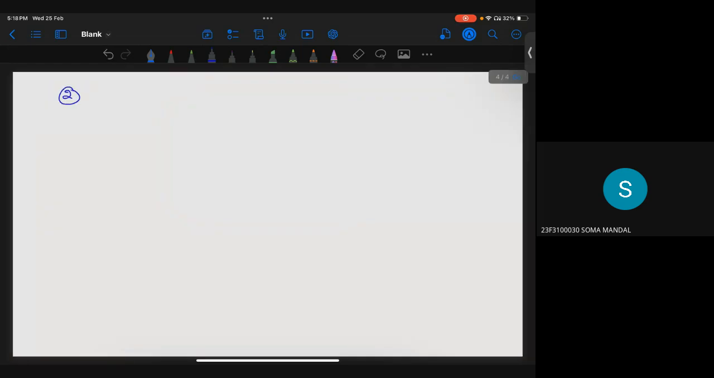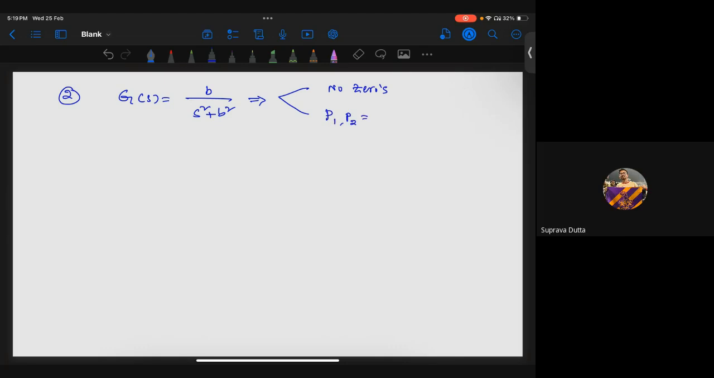So I'm taking, let's say, my g of s is b by s square plus b square. Now tell me the poles and zeros. Again, there are no zeros. Why? Because there is no s function in the numerator. How many poles do we have? 2 poles. Can you tell me p1, p2? Plus minus jb. Simply, we take the characteristic equation. Characteristic equation means d of s equal to 0.